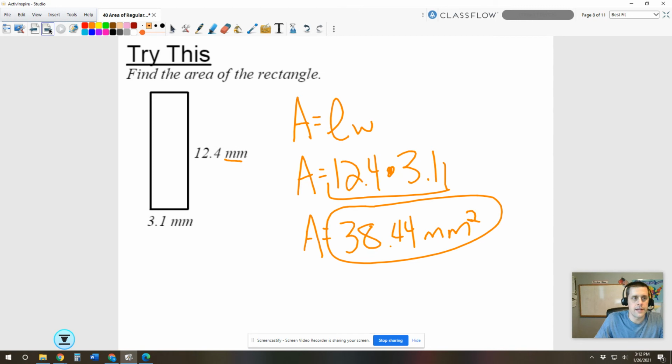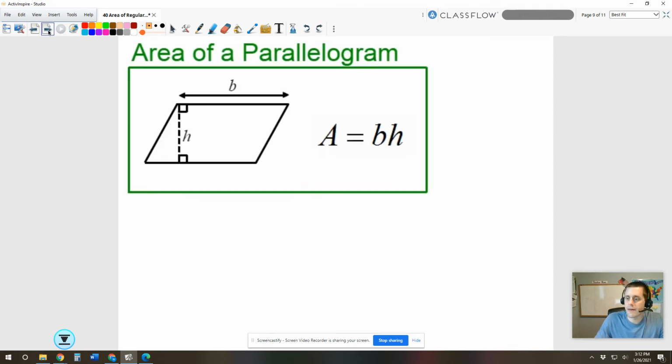Okay, final shape for today. Area of a parallelogram. Now, you know you're dealing with a parallelogram. It is a quadrilateral, meaning it has 4 sides. And the opposite sides of these quadrilaterals will be parallel to each other, meaning if you extended them forever, they would never intersect. Formula for area of a parallelogram.